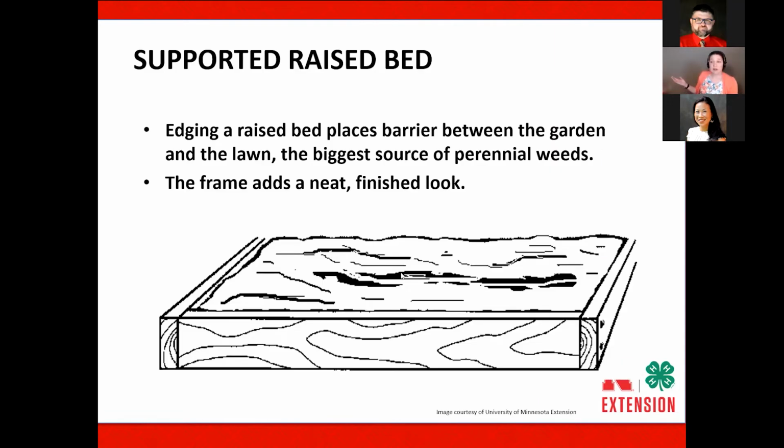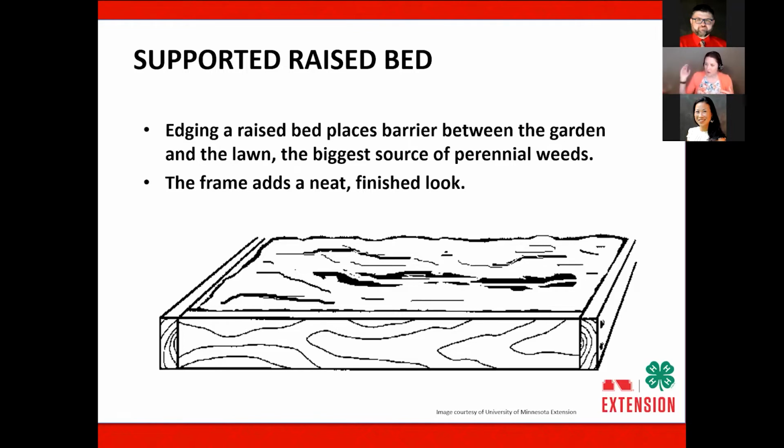So this is the raised bed type that most people are familiar with. This is a supported raised bed. What it does is it has edging on the raised bed, and it places a barrier between the garden and the lawn. And let's just be honest, Kentucky bluegrass is one of the more aggressive perennial weeds that we have out there. So if you're trying to put a garden next to a lawn, we need to make sure that Kentucky bluegrass is kept out of that garden area. And this is one way that you can do that.